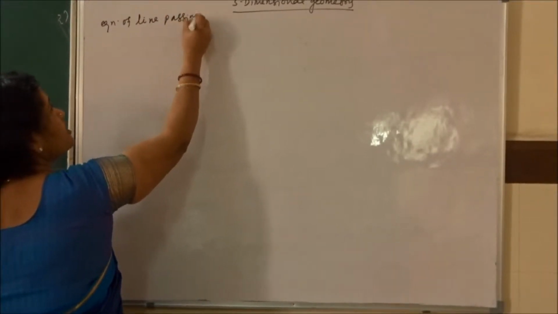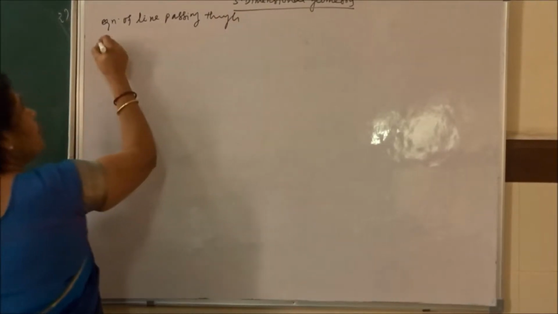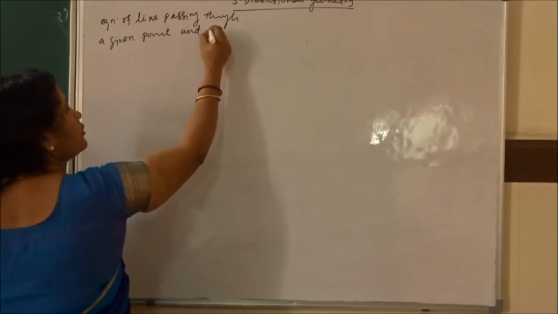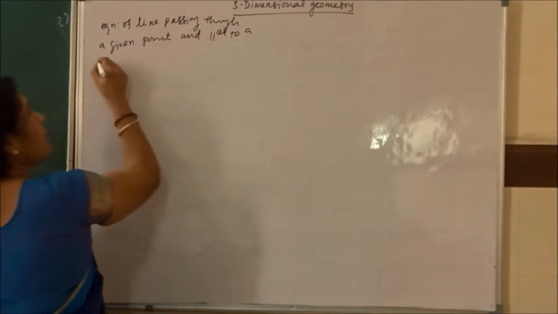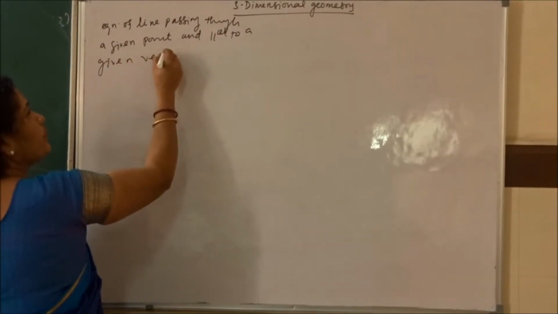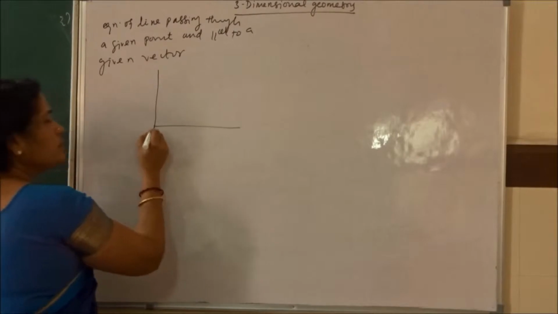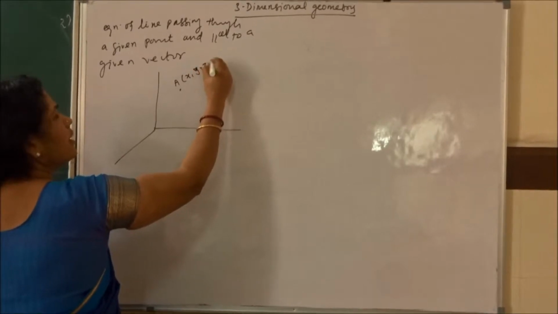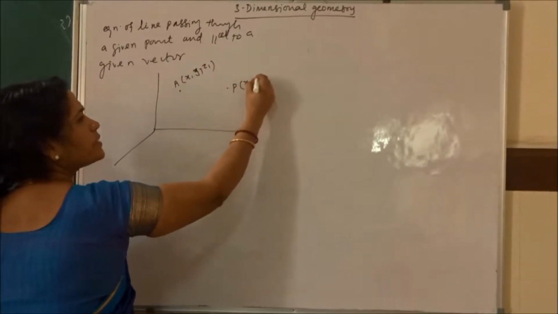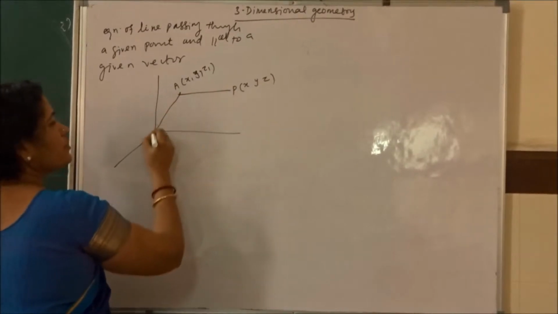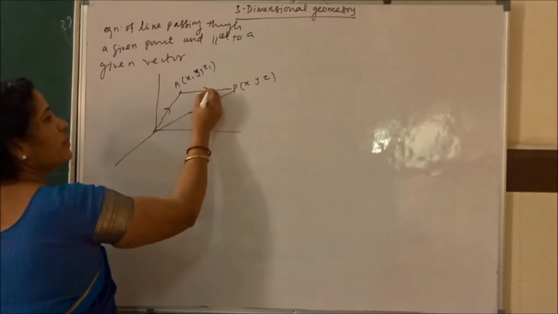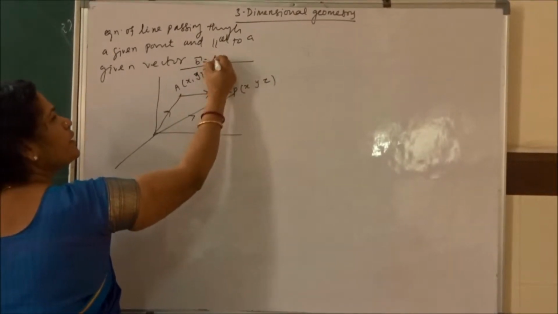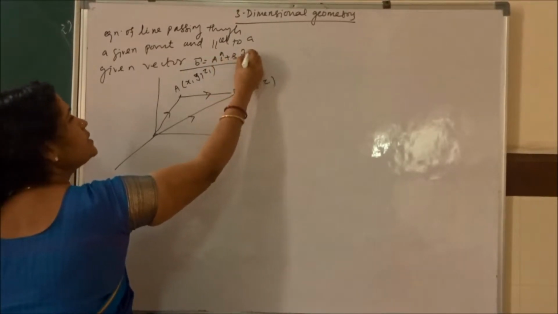Now first I am taking equation of line passing through a given point, means point is given, and parallel to a given vector, okay, given vector. Now see like this one, and I am taking point here, that is x1, y1, z1, and then I am taking one arbitrary point, that is P, x, y, z. Now join these two. Now I am taking one parallel line, I am giving name as b vector. So b vector equal to ai plus bj and then plus ck.